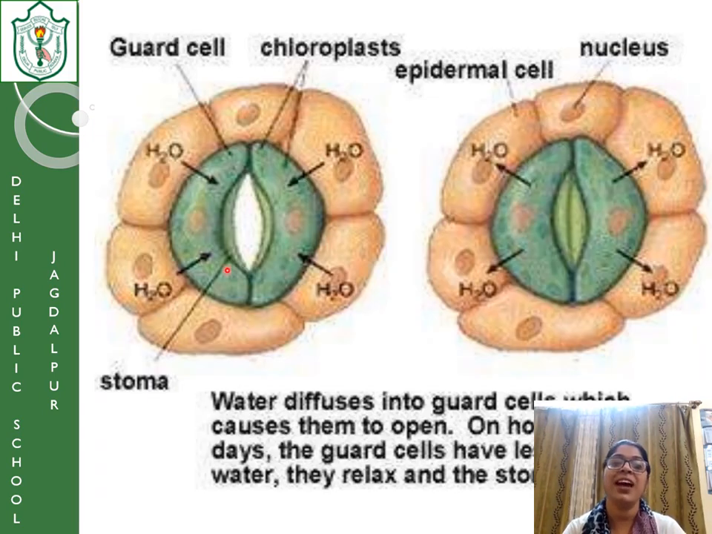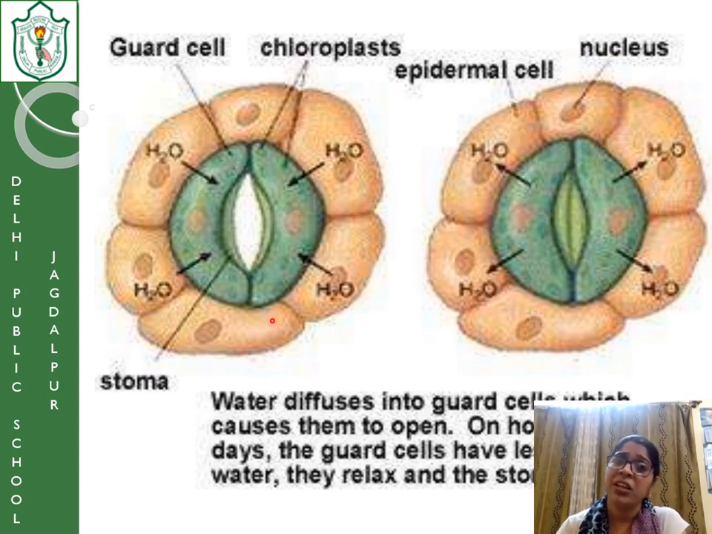Now you can see that this is a very closer view of it. You can see that this is the opening mechanism. Water is coming from the epidermis to the guard cell. So what happens? The gap is increased. And when the water goes from the guard cell to the epidermal cell, then it closes because the cell shrinks and the water is not present inside the guard cell as much as it was present when it was open. Okay.